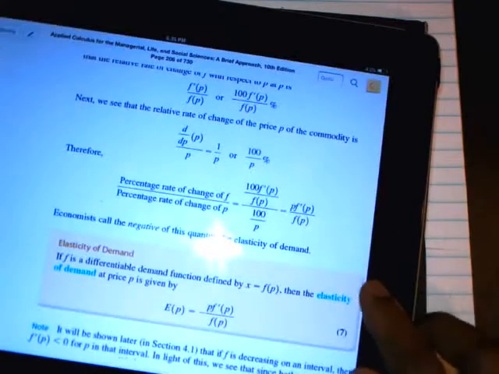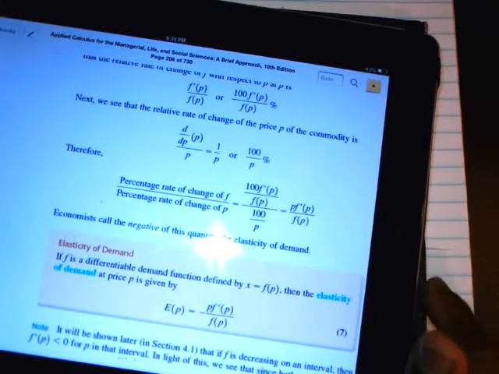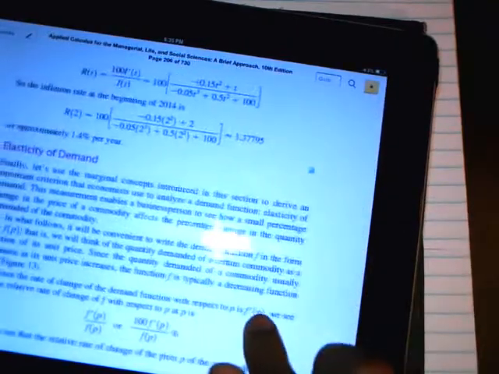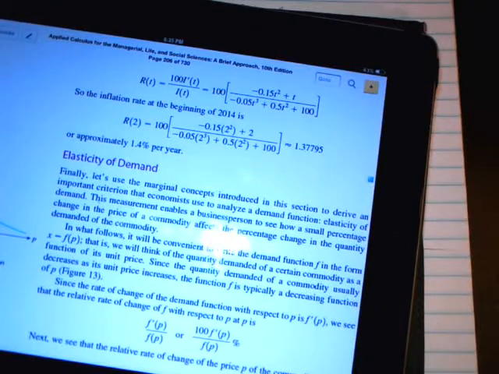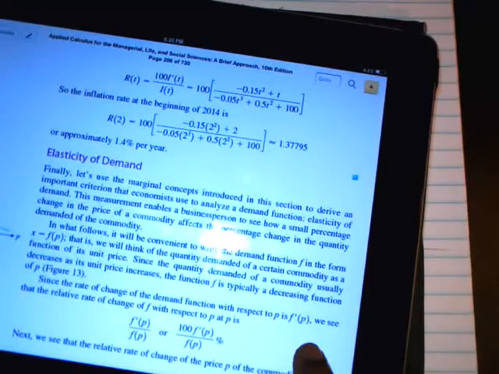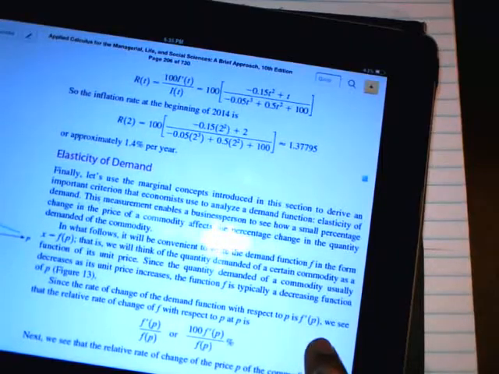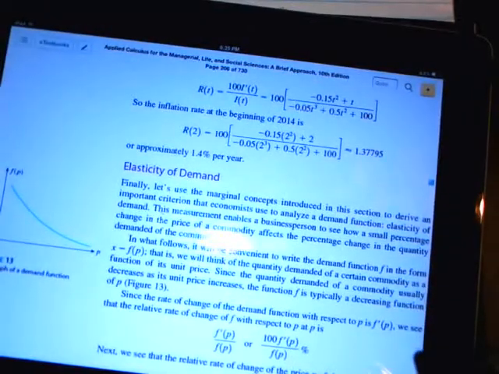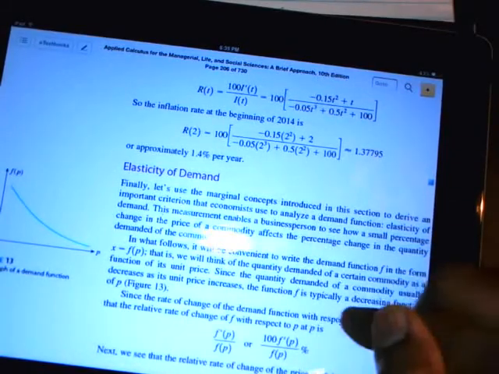There we go. It's on page 206 in your textbook, and the discussion for elasticity of demand starts a little bit up here on the top of the page. What it talks about is how some commodities, the way they're demanded, decrease when the price increases, but sometimes the demand stays the same depending on what the item is, like gas and milk, things that people need. But there are some luxury items that you don't really need. So the price goes down and people stock up. So that's elasticity of demand.